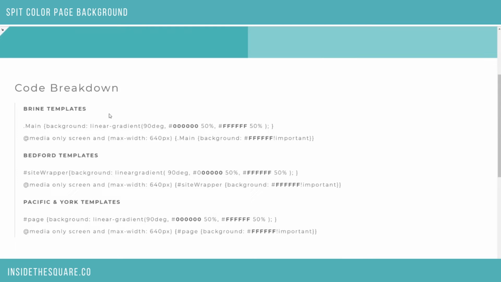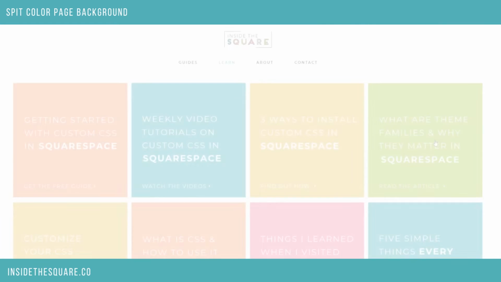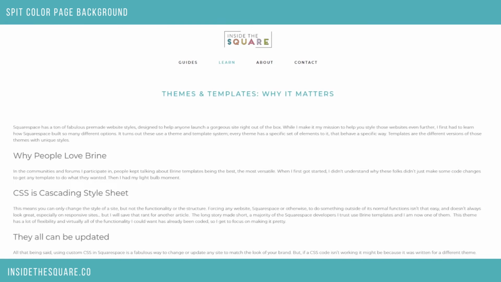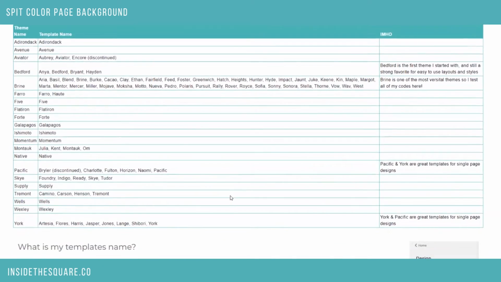Now this part's really important to mention. This code is different depending upon the type of template that you are using. The different theme families in Squarespace call the page background something unique. In Brine, it's called .main. In Bedford templates, we're working with the site wrapper. And in Pacific and York, we're working with the page. So definitely take a look at my article on insidethesquare.co/resources. There you can figure out which theme family you've got. I'll have a link to that article beneath this video.